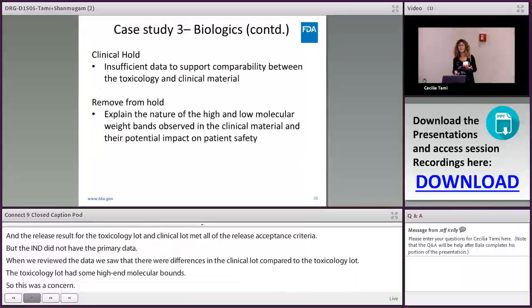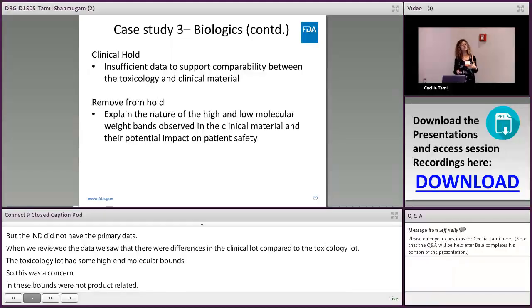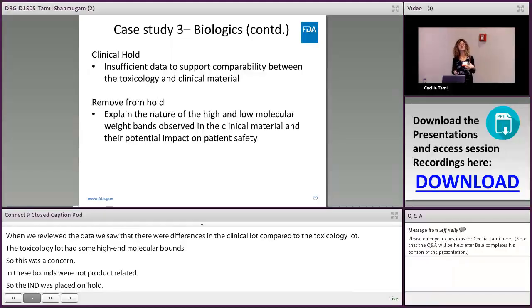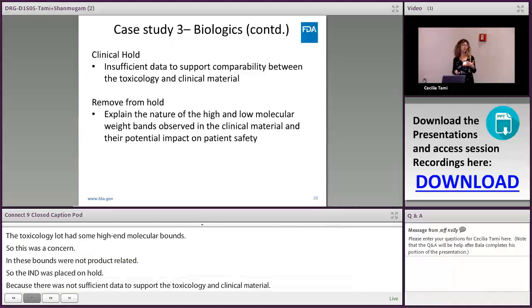So the IND was placed on hold because there was insufficient data to support the comparability between the tox and the clinical material. And so the sponsor provided information explaining the nature of those bands and why they would not pose a safety concern to patients.